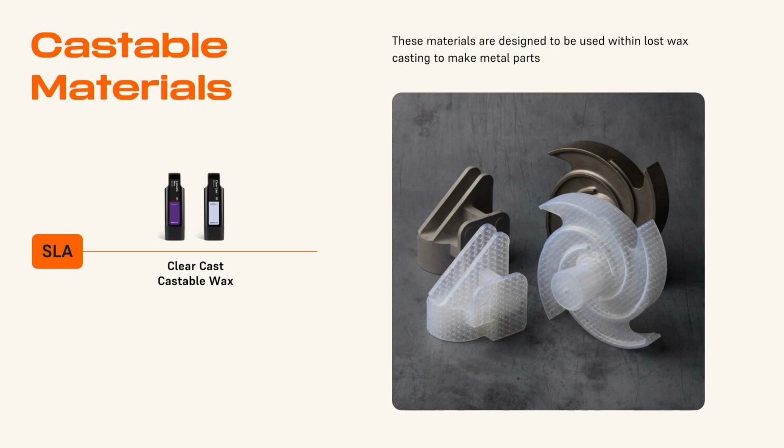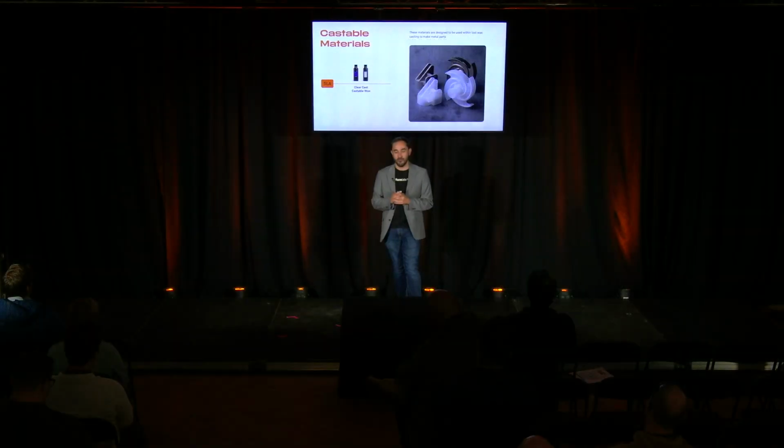So jumping on to another category that we've had for a long time is castable materials. And we've had castable resins for jewelry applications. They come in the form of various waxes, and they can be burned out, and then you can pour metal into a mold to get a final metal part.